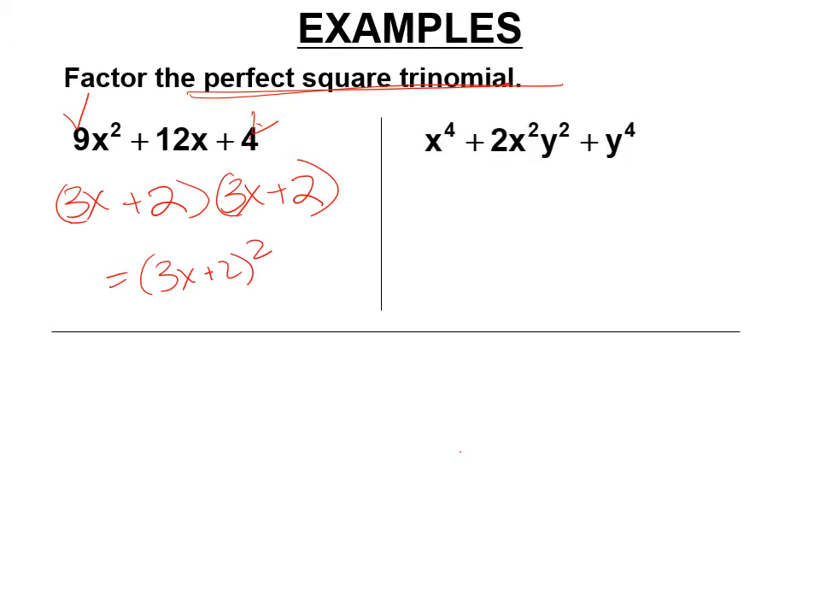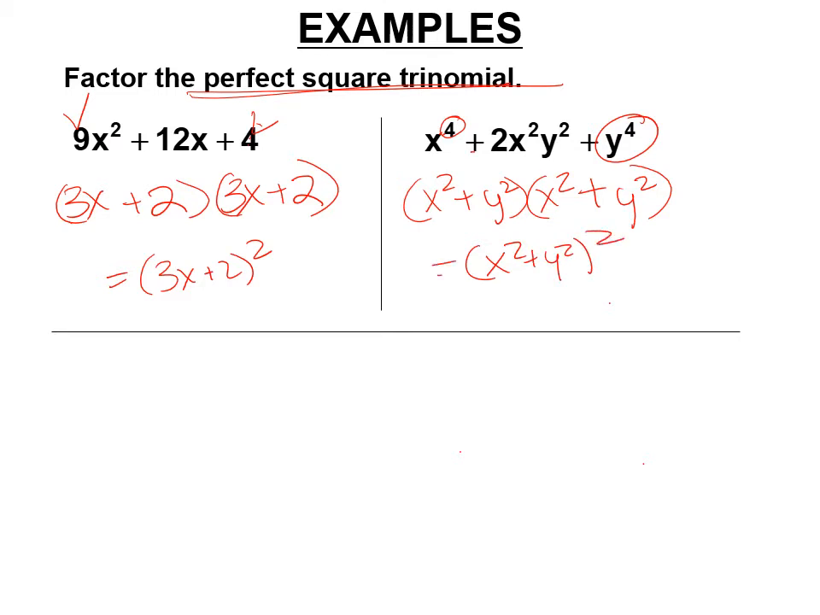Okay, so now we have x to the fourth, right? We did this forward many times. That means this one's x squared. It's the only way you get x to the fourth there. This is y to the fourth. The only way you get that is y squared. Everything is a plus. So this is x squared plus y squared, the whole thing squared. Check it out.